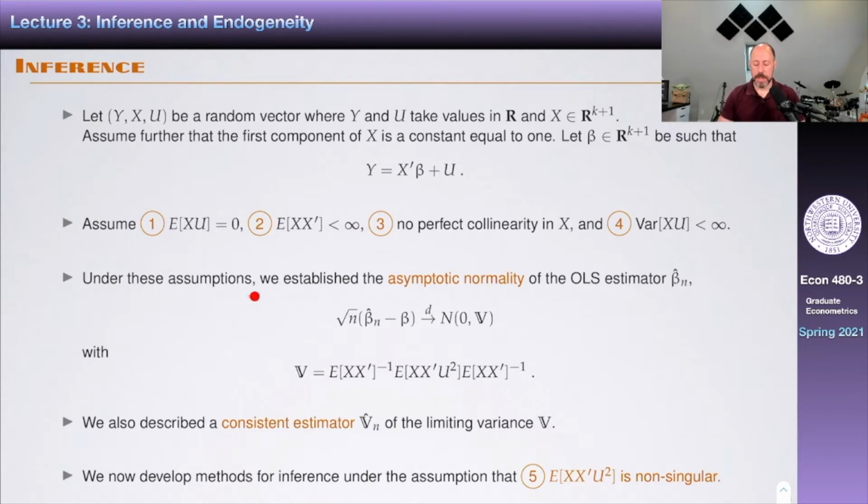So under these four assumptions, we established asymptotic normality of the least squares estimator last class. And the statement essentially is that square root n times (beta hat n minus beta) converges in distribution to a normal with mean 0 and variance B, where B had this so-called sandwich form, where we had the bread here, which is just the inverse of the expected value of x x prime, times the meat, which is the expected value of x x prime u squared, which is essentially this variance over here, and then the bread again.